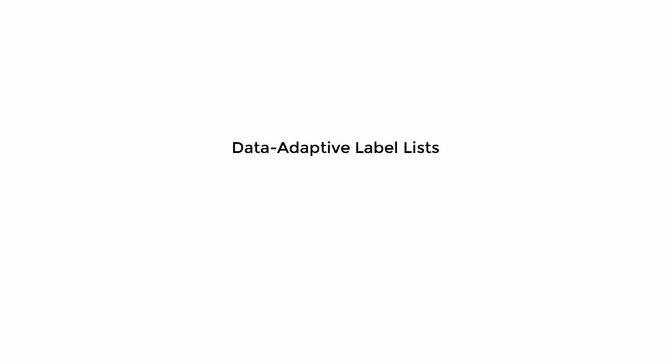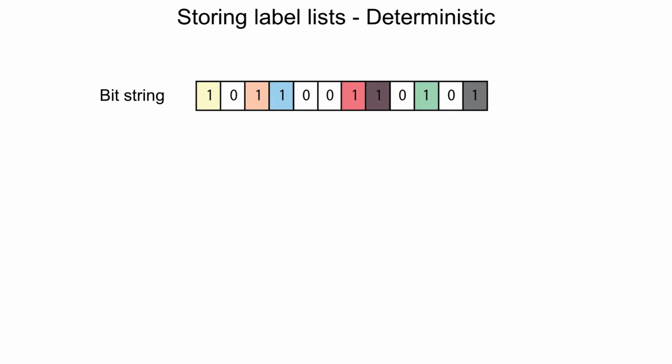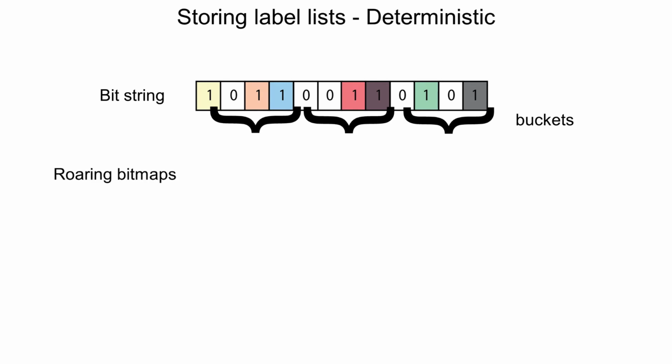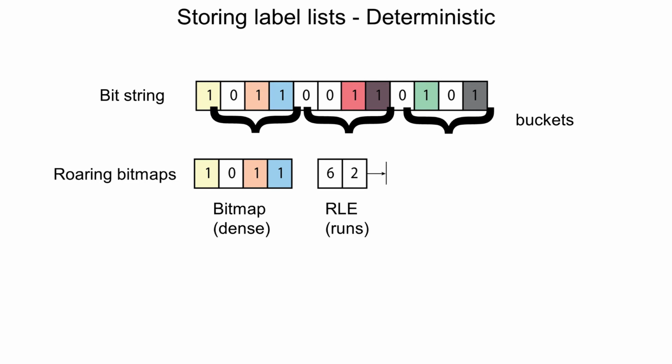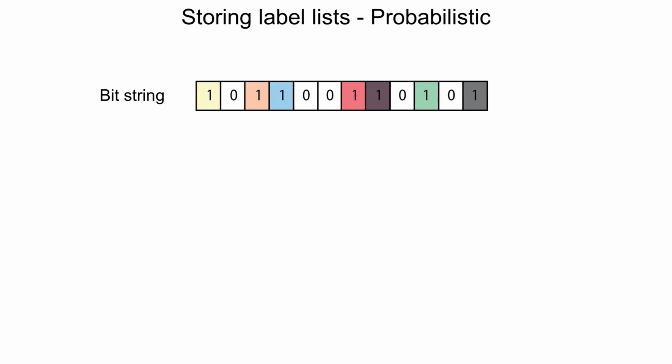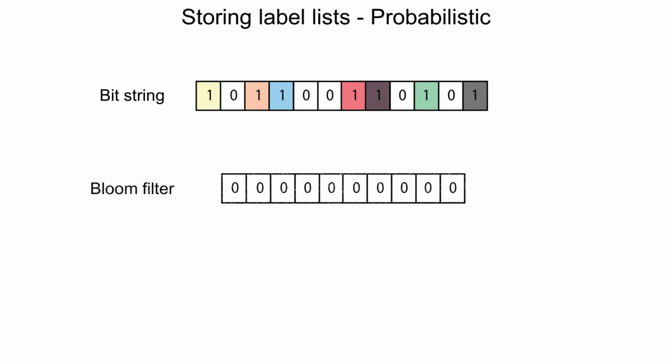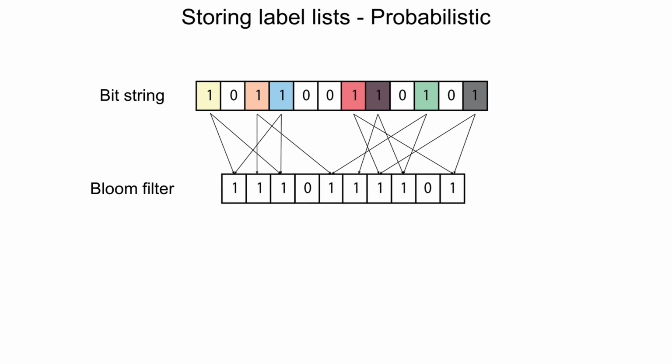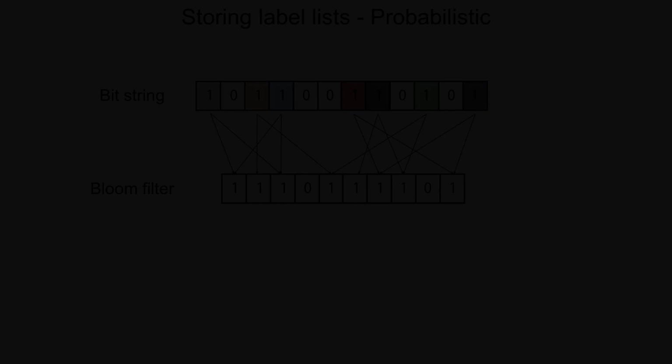We propose probabilistic as well as deterministic encoding of label lists. For deterministic culling, we base our label lists on a compact data structure called drawing bitmaps. We split the bit string representing the label list into smaller chunks, where each chunk can be encoded separately depending on its sparsity. For probabilistic culling, we use Bloom filters. Bloom filters are very compact and allow quickly checking whether a label is part of a label list or not. False positives can occur, making the culling more conservative.